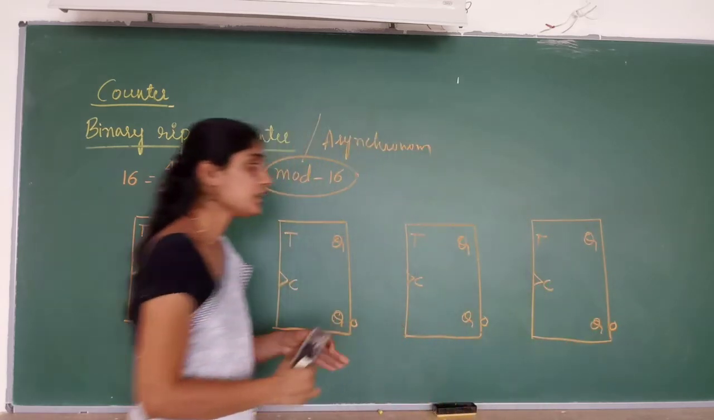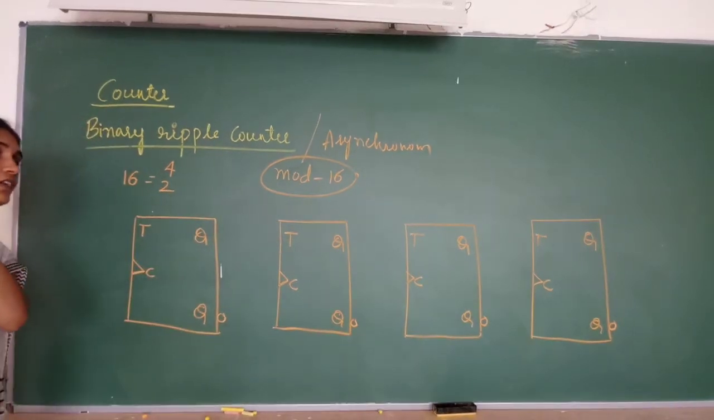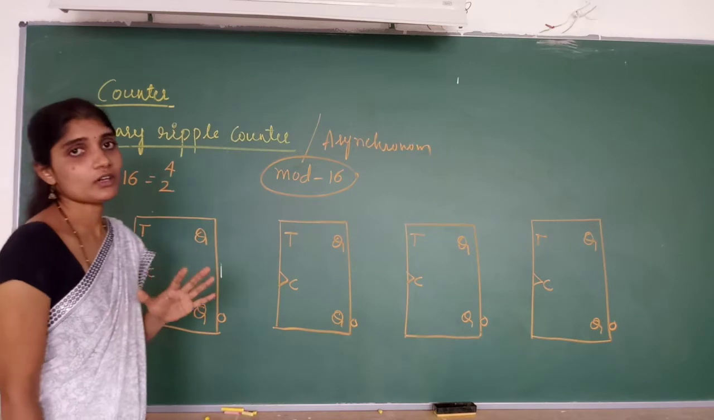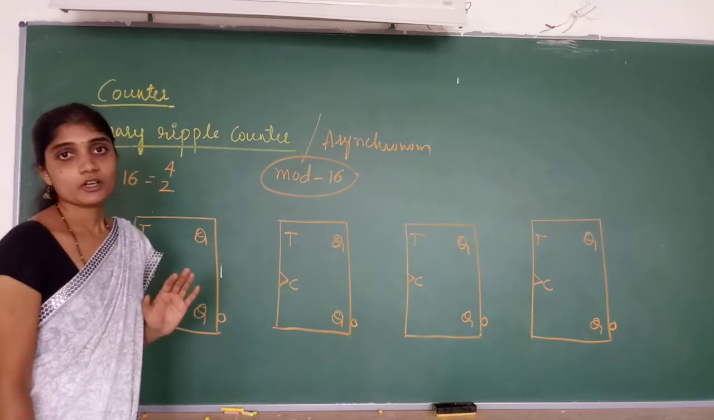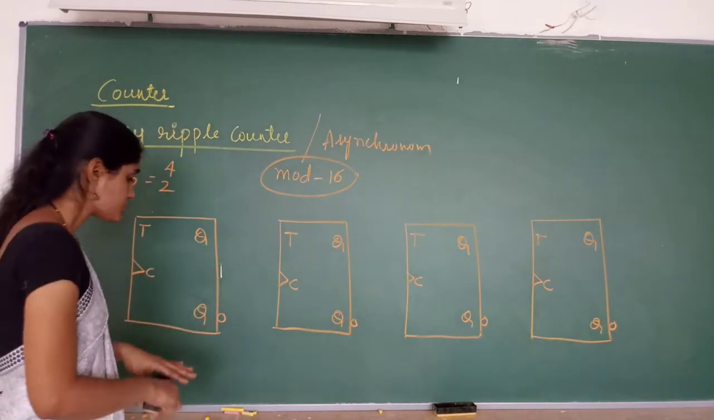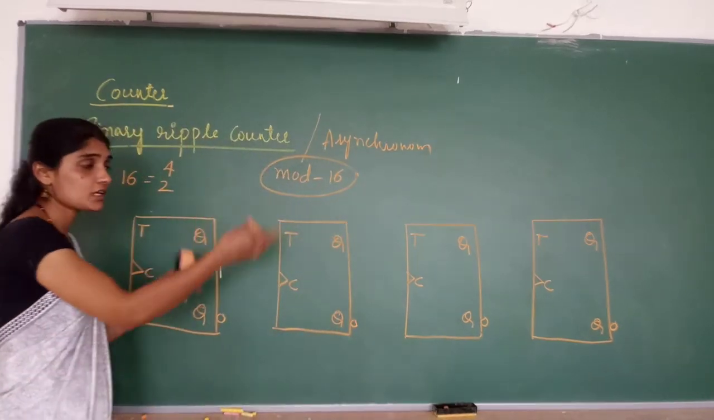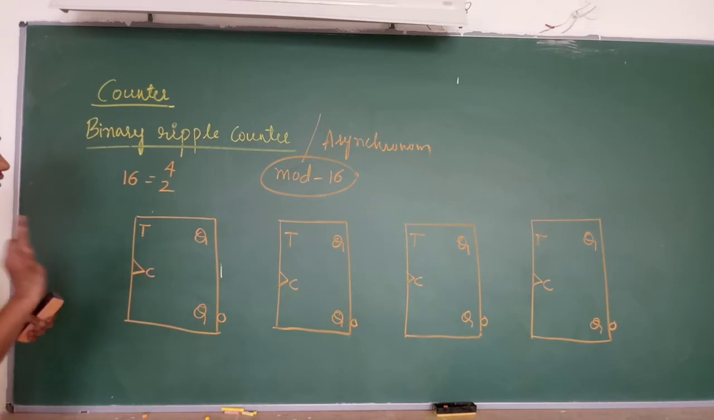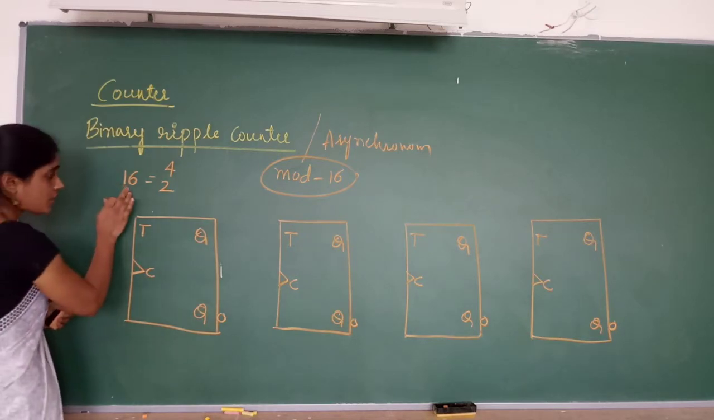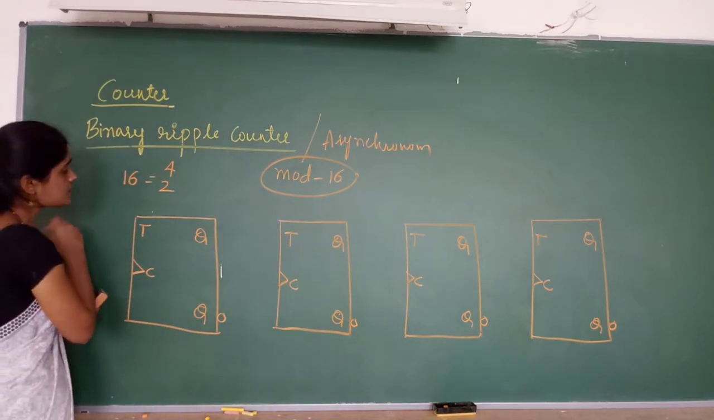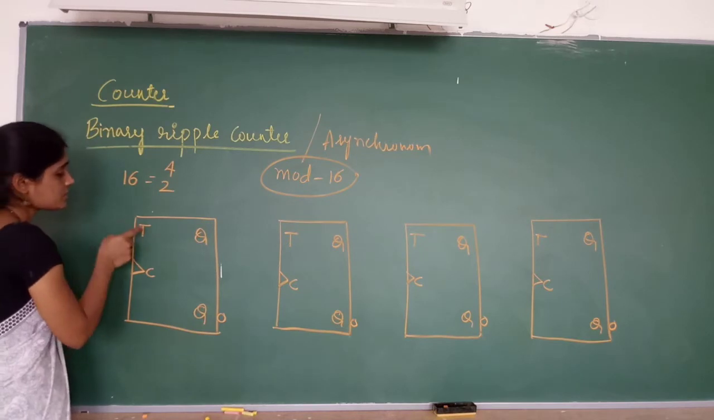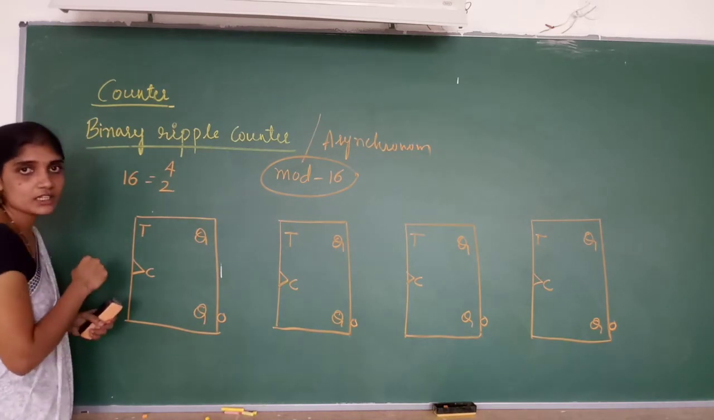The circuit is very important in your exam. If you write the circuit diagram correctly, 40% or sometimes 50% of the marks you get there only. So the circuit is very important. If you have written the circuit correctly, definitely you can analyze the circuit and write the remaining things correctly. So I have written 4 T flip-flops. Why only 4? Because I am designing a mod 16 counter, right? So 4.